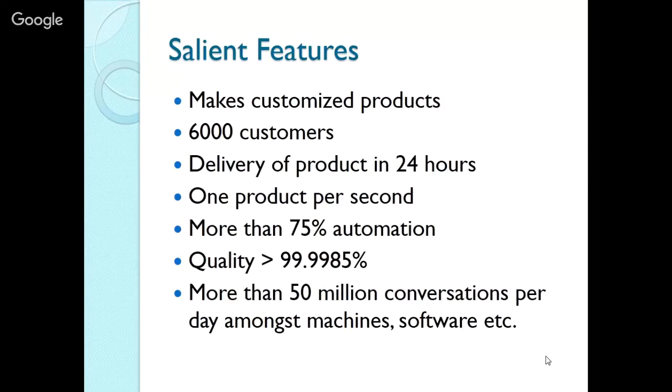And the quality control is so excellent that they have a quality of more than 99.9985%. That means these many products are without any defects. So practically, you can say maybe 100 parts in millions of products may have some defect. Then more than 50 million conversations take place between the machines, the different software agents, and the computers in the factory per day.